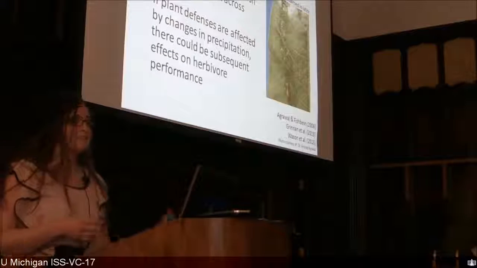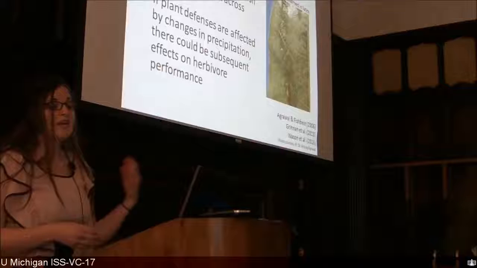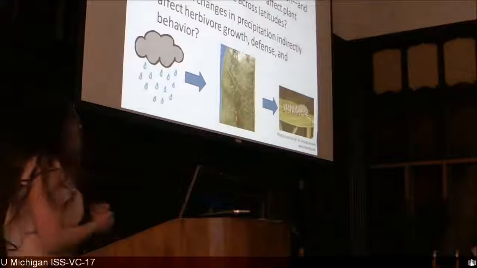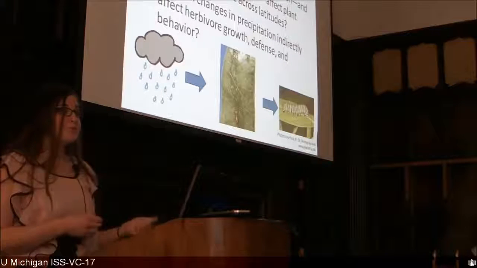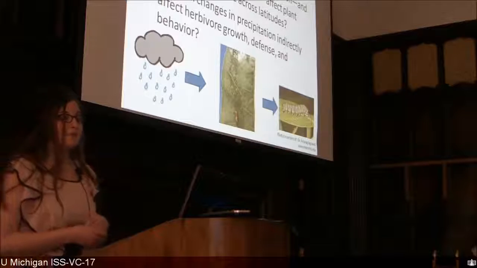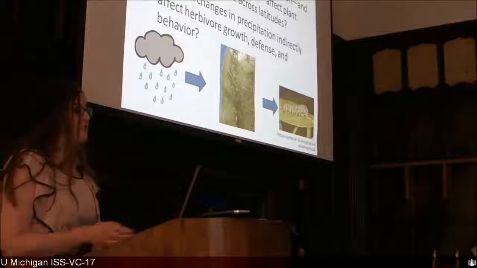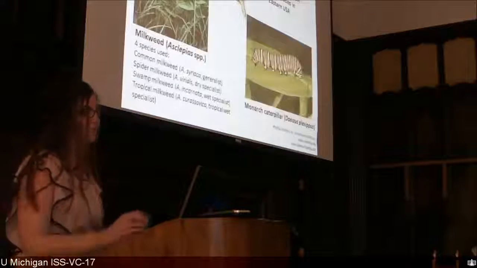And if plant defenses are changing, we would expect that to feed back into herbivore behavior as well as herbivore performance. So for my thesis, my overarching questions were, how will changes in mean precipitation and variation around that mean affect plant growth and defense across latitudes? And how will changes in precipitation indirectly affect herbivore growth, defense, and behavior?